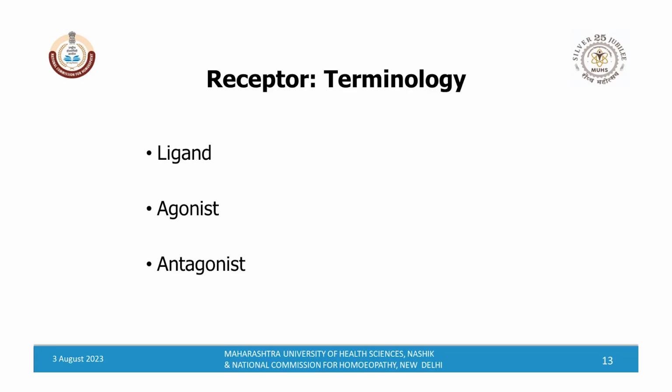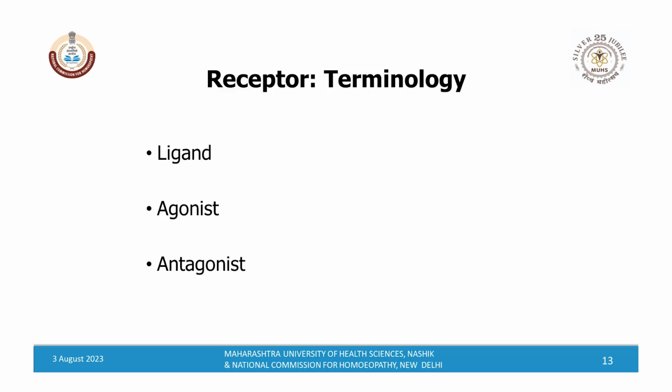The first one is ligand. It originates from a Latin word meaning to bind. So ligand is any molecule which attaches selectively to a receptor. This molecule could be an internal substance or it could be a drug. The second important term is an agonist.